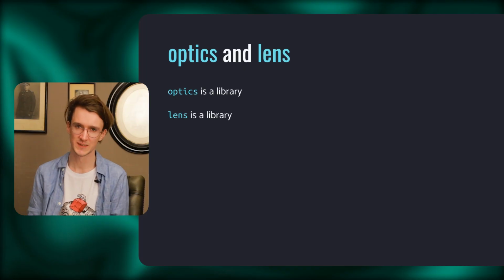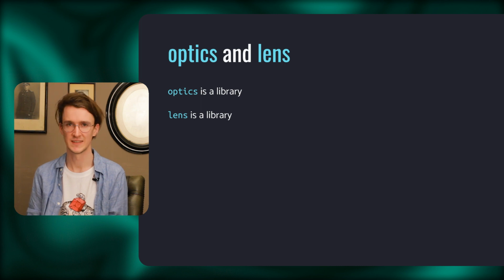And optics is a library, and lens is also a library. Both libraries provide the functionality to define and use optics, all the lenses, prisms, traversals, and others, combinators for working with them, and some other capabilities. They are roughly comparable in functionality, but differ in encoding, which we'll cover later. Note that examples in this section rely on the lens library.